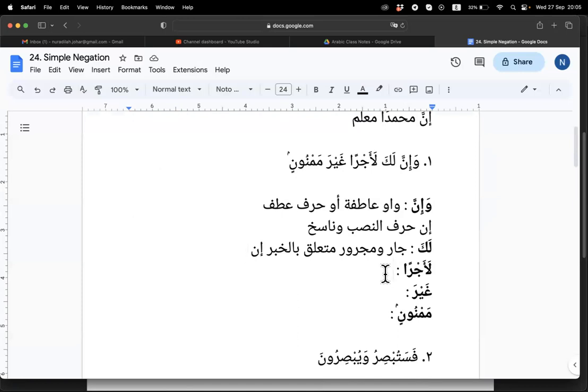This lam, I believe, is lam taukid. Very good. Lam is lam taukid, and ajron will be ism inna. Yes, it's inna. So what status is it in? Status is nasab, mansub. What's the bil sign? Fathah. Good, fathah. Ghayri mamnun.